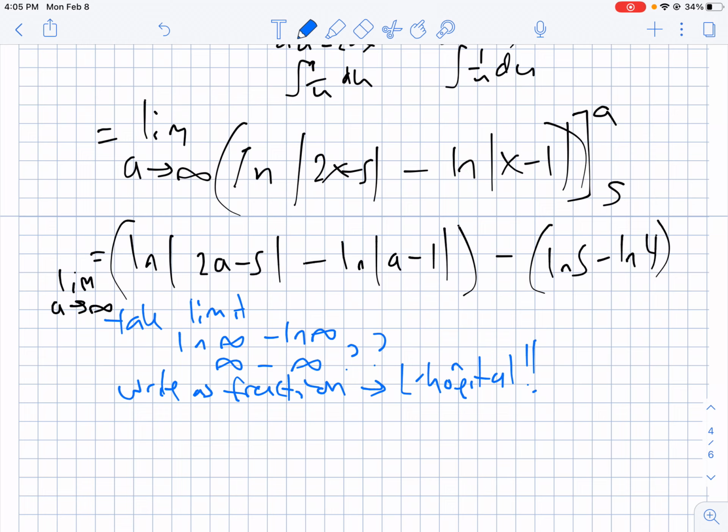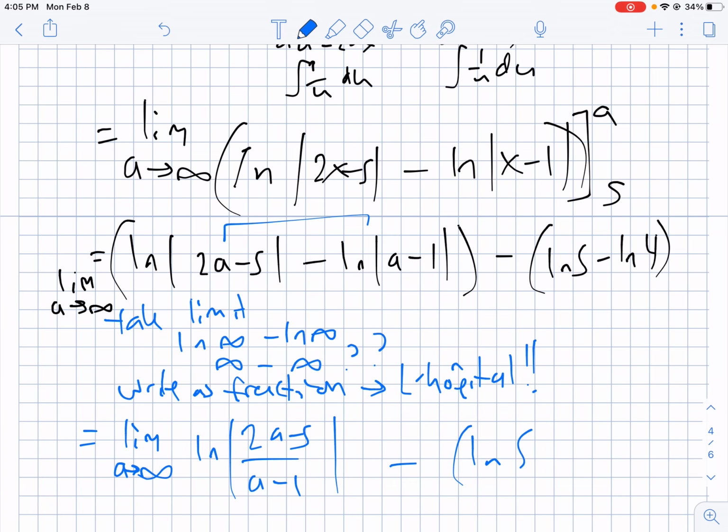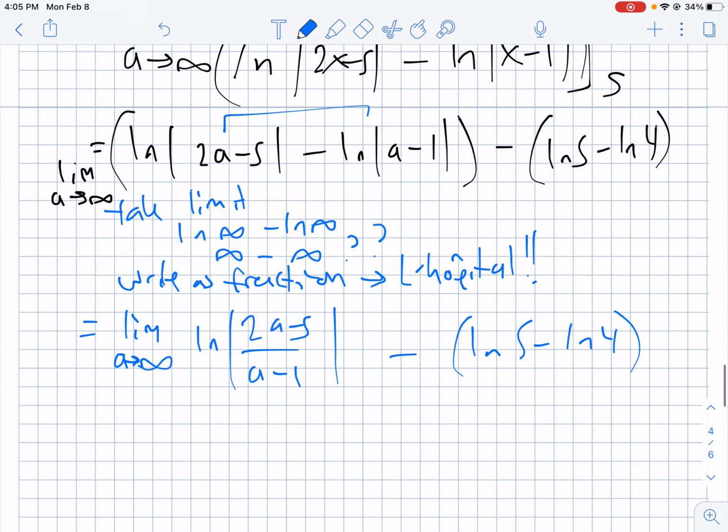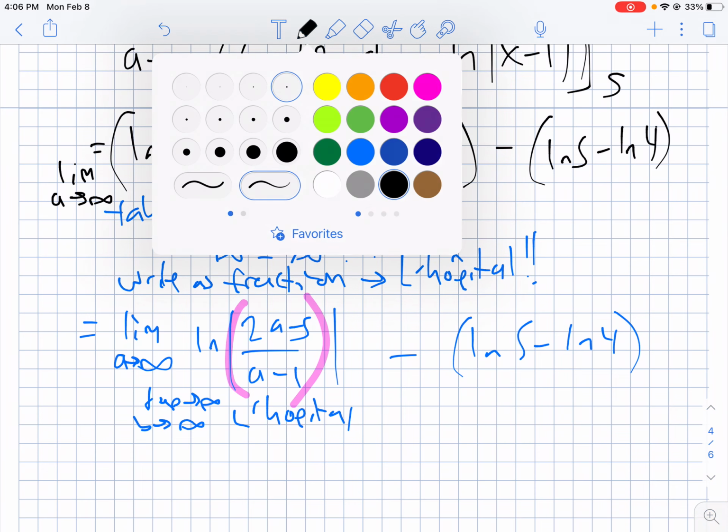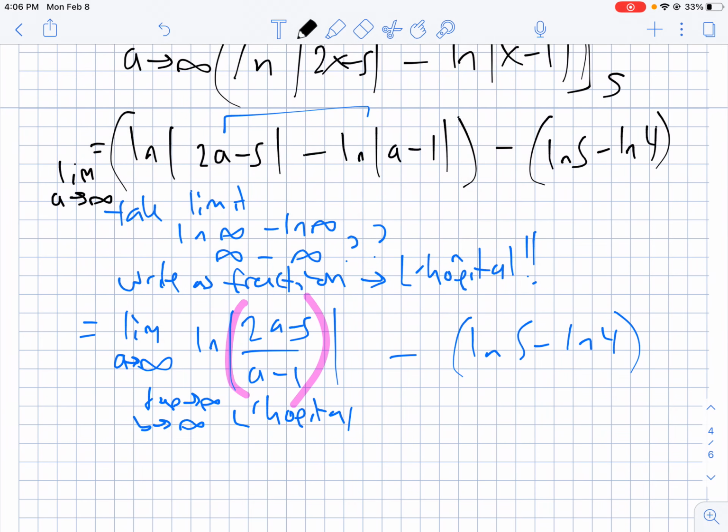Beautiful. So what we're going to do is take these logs, ln of something minus ln of something, and turn this into a limit as a goes to infinity of the natural log of 2a minus 5 over a minus 1. And then, of course, this part stays the same. Okay, so as you take this limit, the top goes to infinity, the bottom goes to infinity. So what that means, we do L'Hopital's rule. And L'Hopital we can do on the inside of the natural log. We just take the derivative of the top and bottom inside that limit of the natural log.